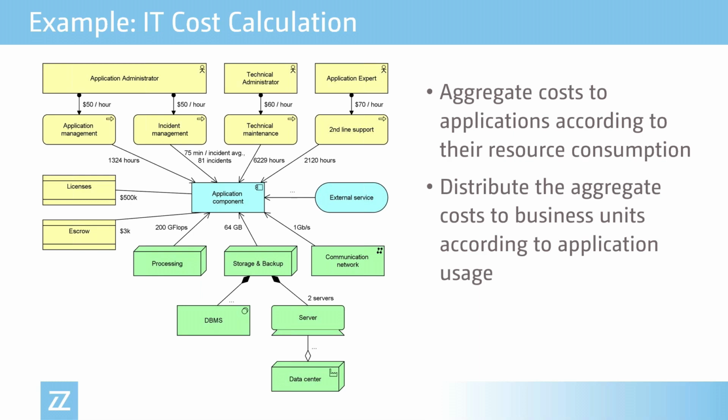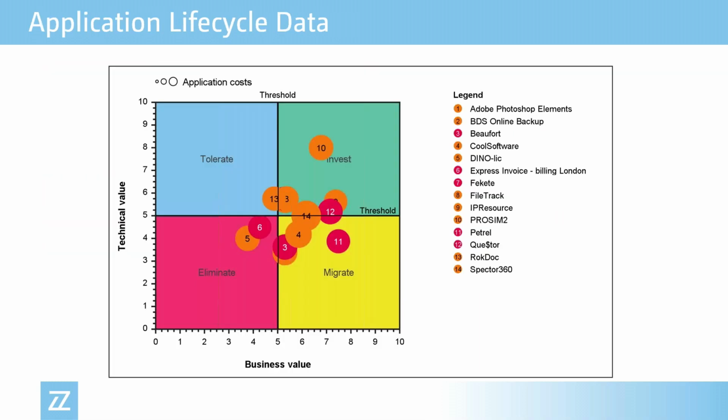Here we see something different. This is about application lifecycle data. Here we see business value and technical value of applications, a very common picture in your application management world, application portfolio management. And these technical and business value metrics will in part be based on operational data. Things like the number of incidents that we saw on the previous slide. That is one of the parameters that goes into this technical value metric.